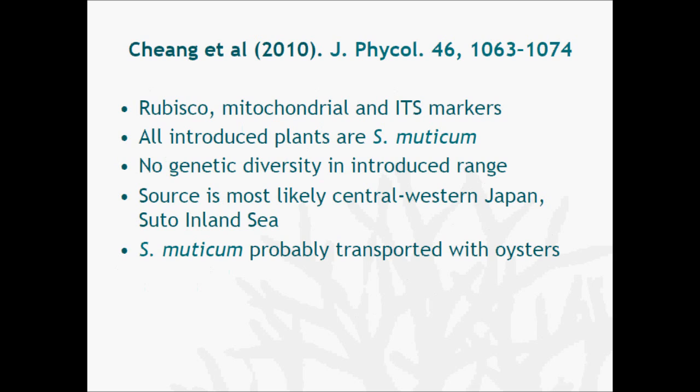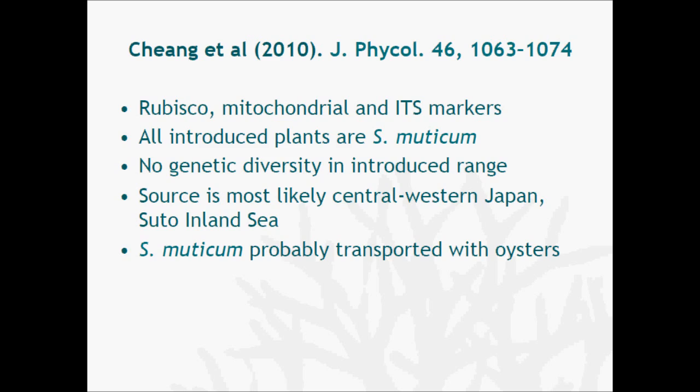Practically no genetic diversity, so there is no natural selection. I wouldn't say a clone, but very low genetic diversity in the introduced range. So this is kind of a specialized genotype that is growing very well. The source is most likely central western Japan, the Seto Inland Sea. That's the other picture that you saw, it was taken here. And yes, Sargassum muticum was probably transported with oysters.